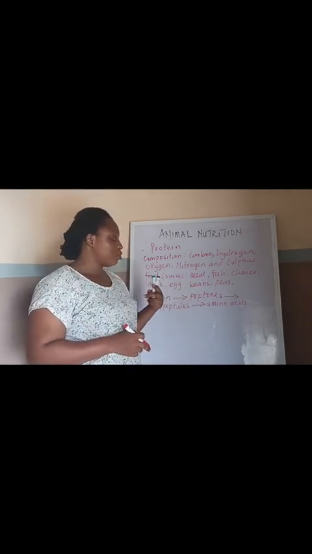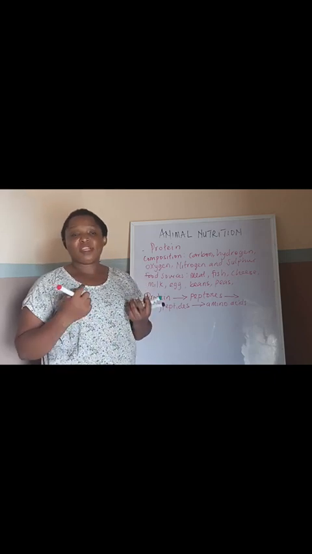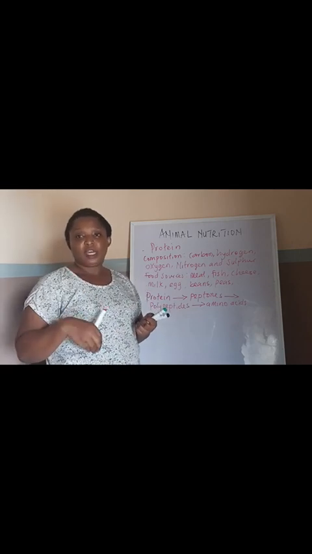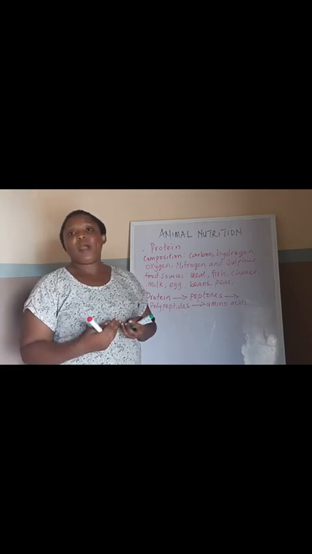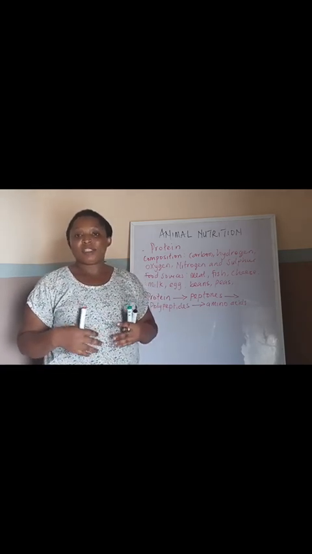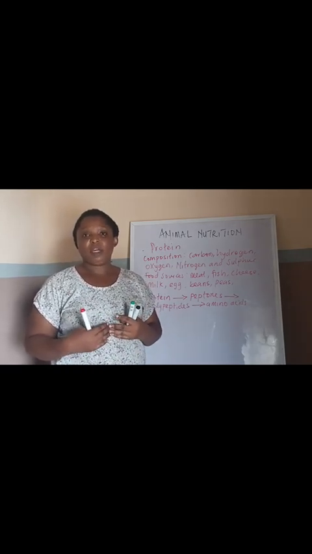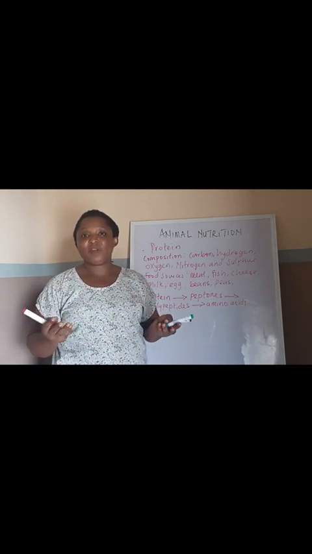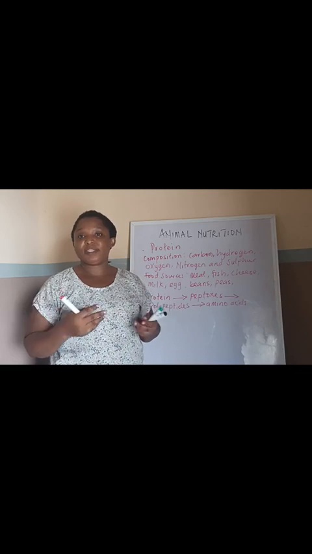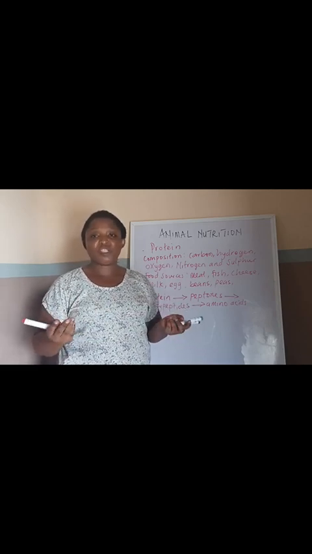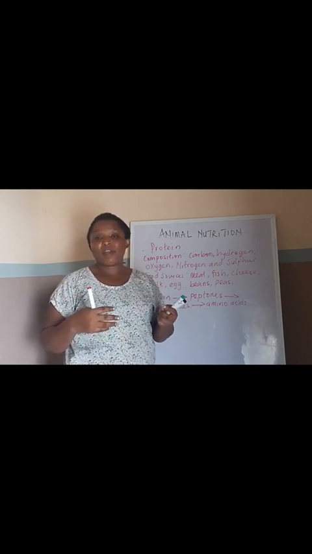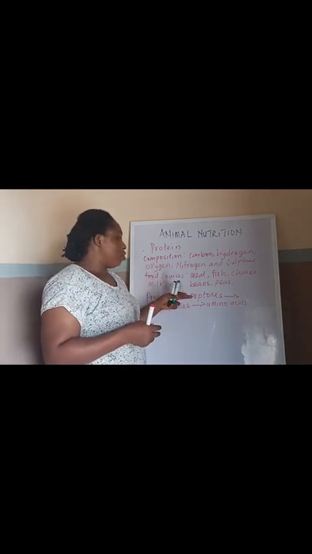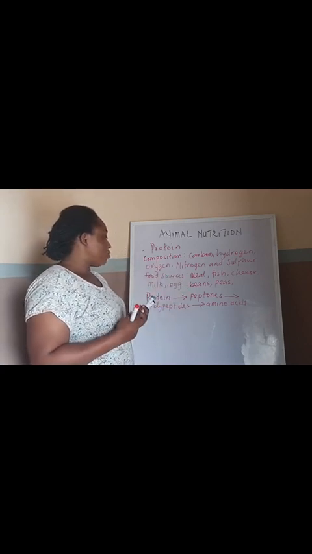Of these amino acids, we have 20. We have the essential and the non-essential. The essential are the ones that we need to take in our food, while the non-essential are the ones that are synthesized naturally in the body of animals. Examples of amino acids are lysine, serine, leucine, methionine, histidine, proline, and so on, asparagine, glutamic acid. We have a lot of them, 20 of them, and they are needed in the body.